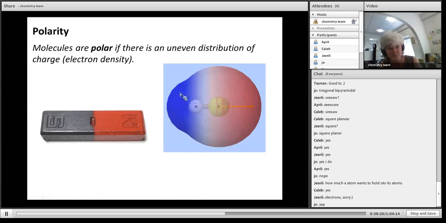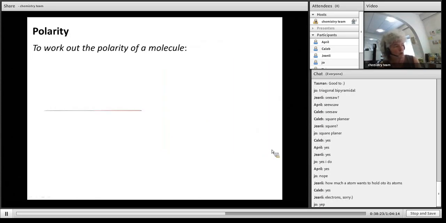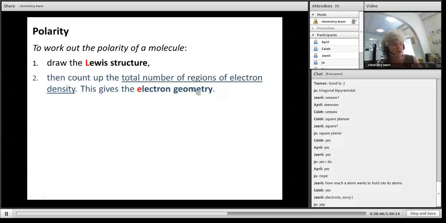So to work out the polarity, you just follow these steps. You draw the Lewis structure, because you need to know the shape of the molecule to be able to explain polarity. And to work out the shape, you need to know the number of areas of negative charge, and to know that, you need the Lewis structure. So you have to go all the way back to the Lewis structure. Then you count up the total number of regions of negative charge or electron density, same thing. That'll give you the electron geometry. You need to know that because you need to work out the molecular shape.